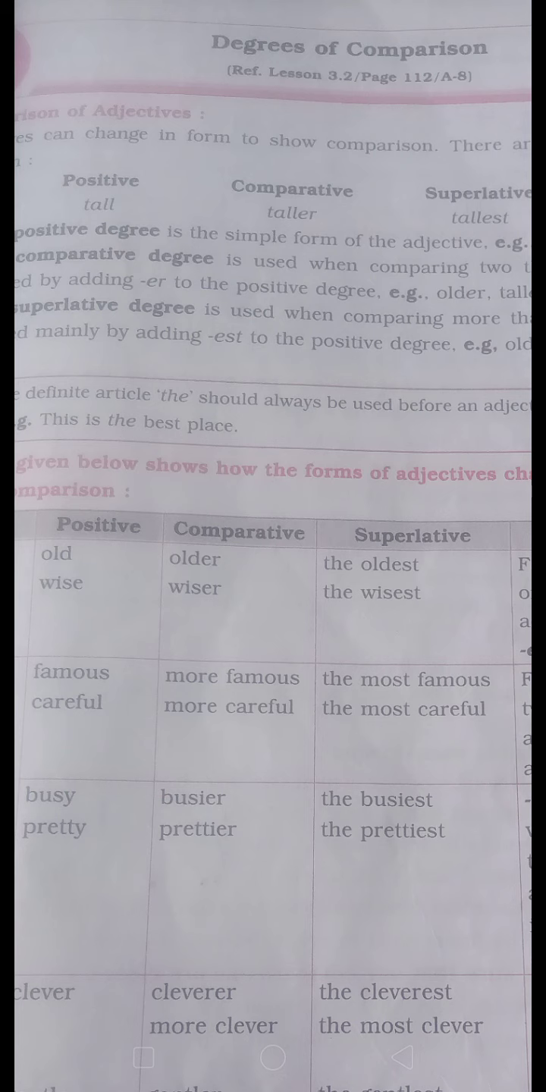For example, the word has one syllable, and that's why we join er and est in the comparative and superlative forms.